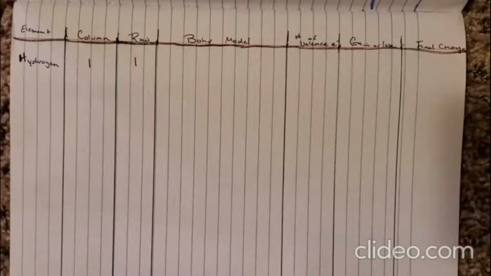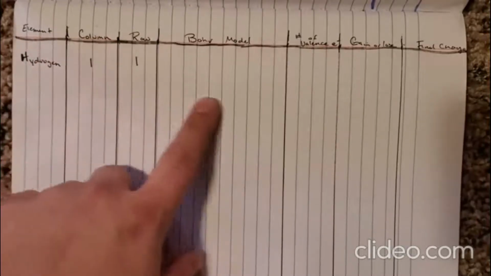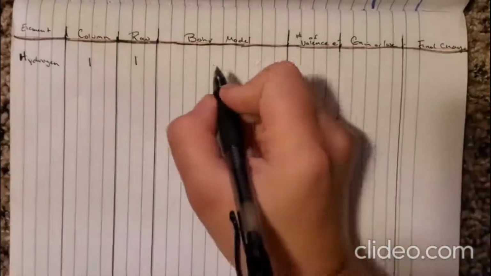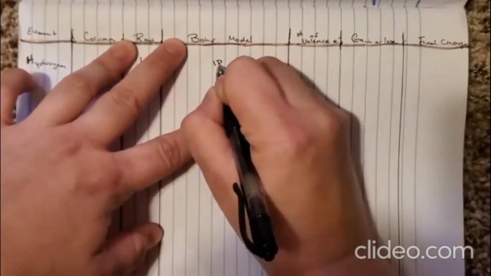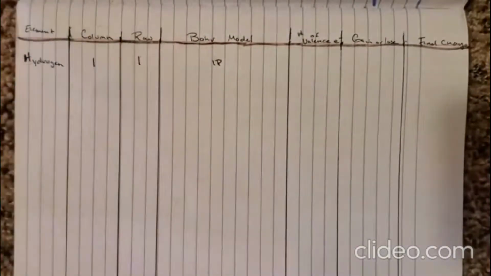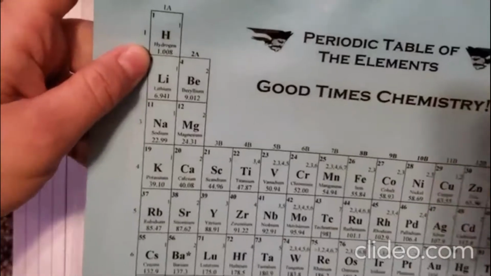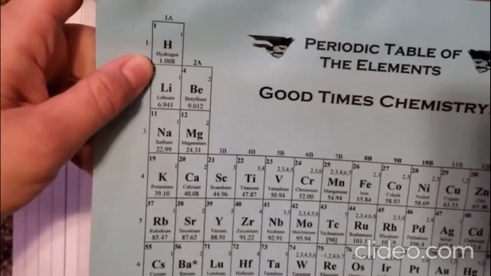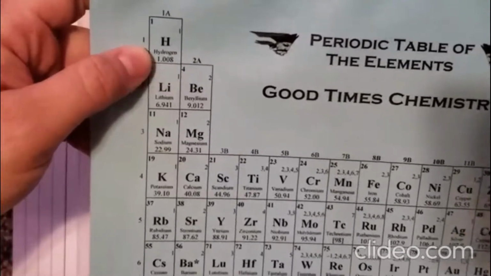The first element you're given is hydrogen, and I give you the column and the row. So, Bohr model. We start Bohr models off with the nucleus, which is number of protons and number of neutrons. Hydrogen has 1 proton. Number of neutrons, well, you find that by using the atomic mass and subtracting number of protons. So, on my periodic table, hydrogen has a mass of 1.008. Go ahead and round the masses to the nearest whole number.